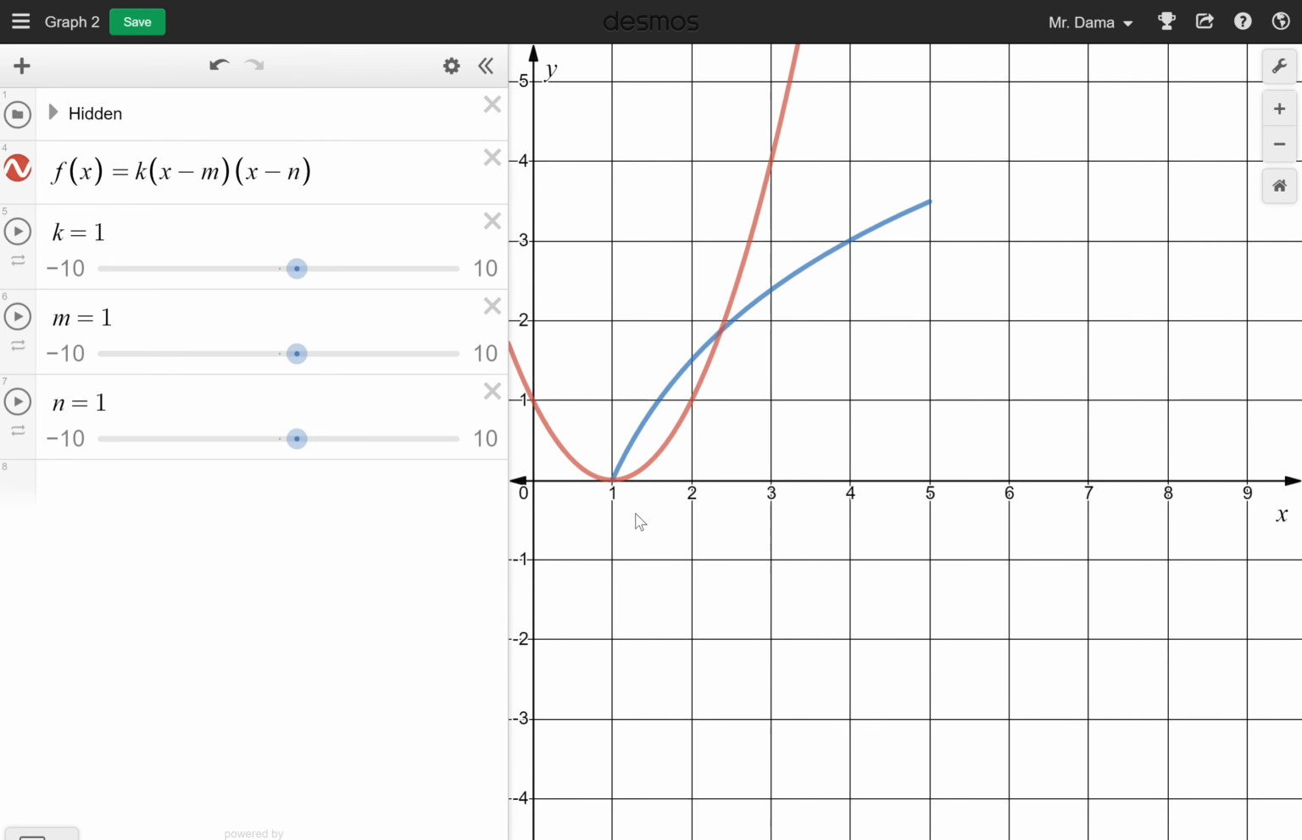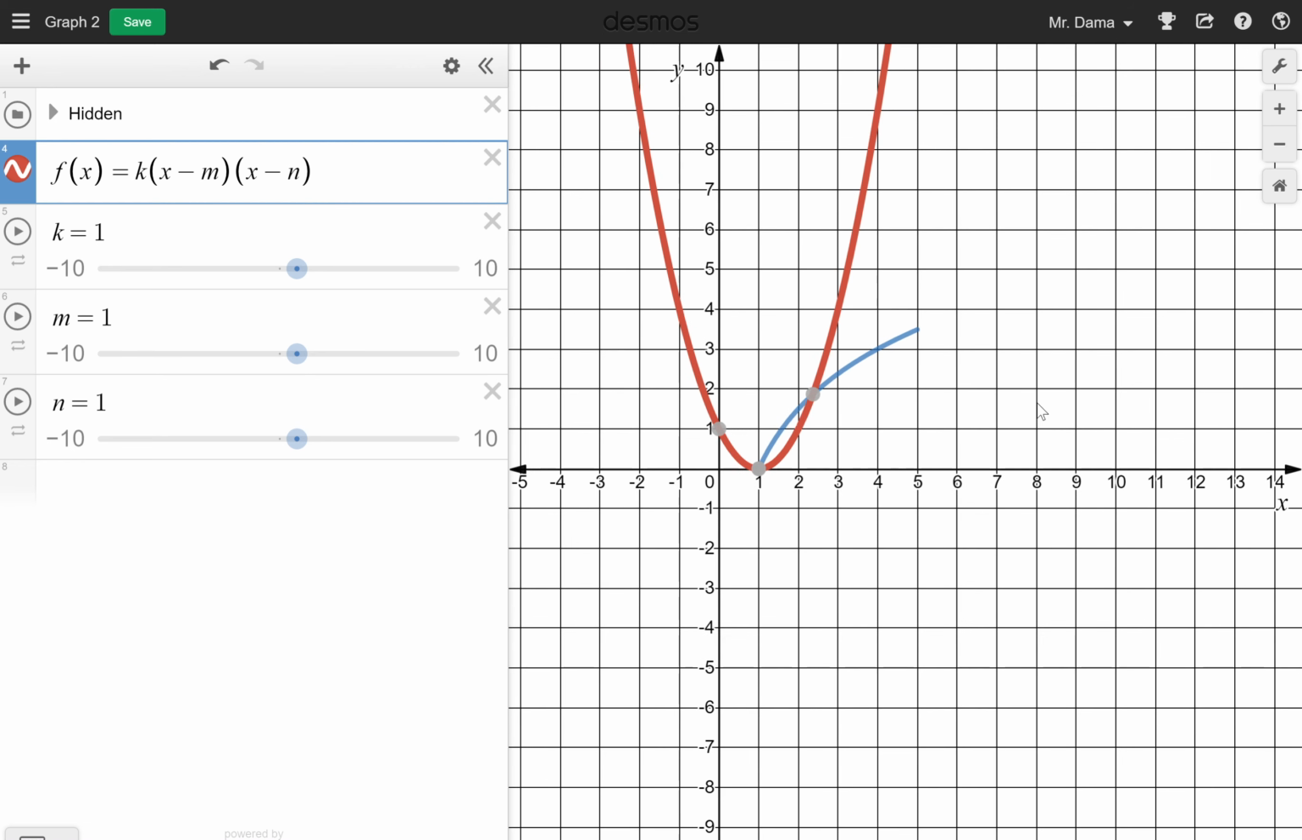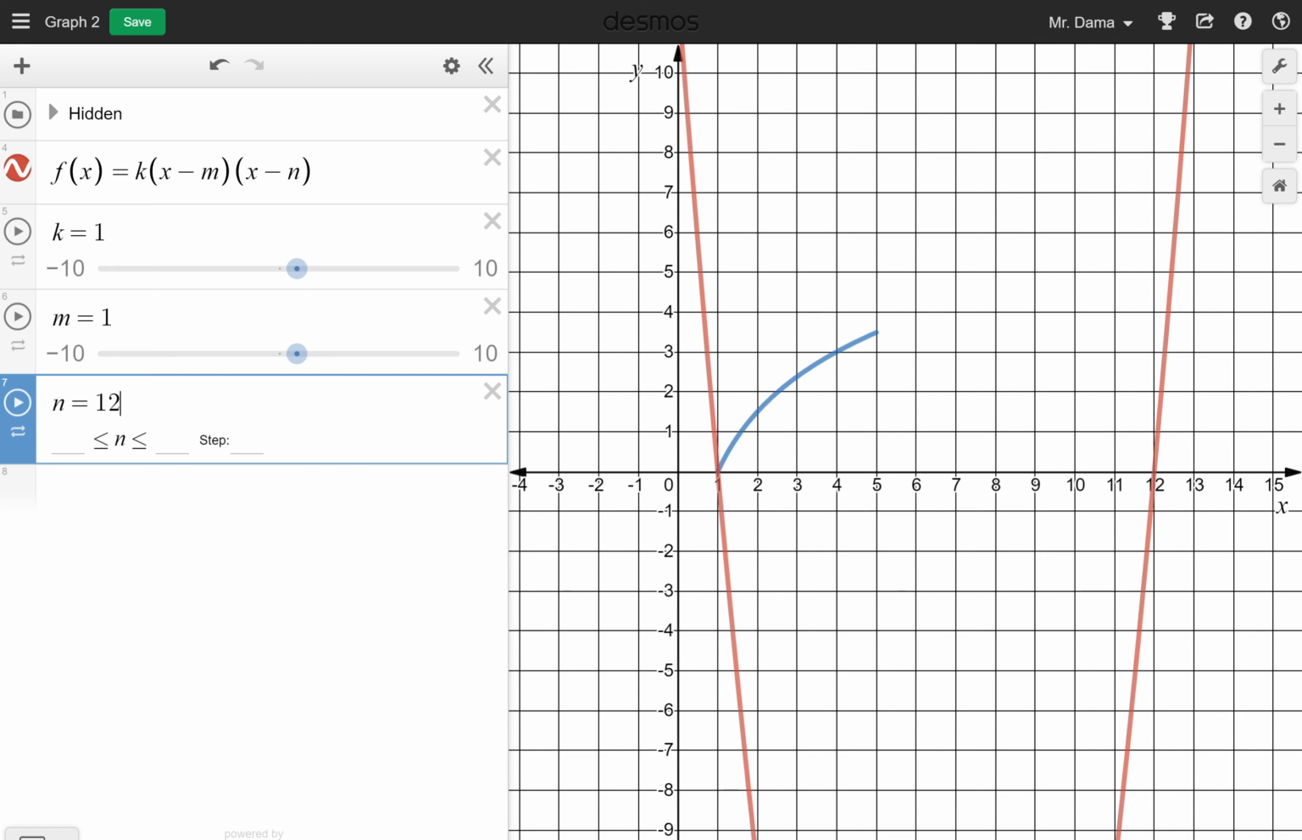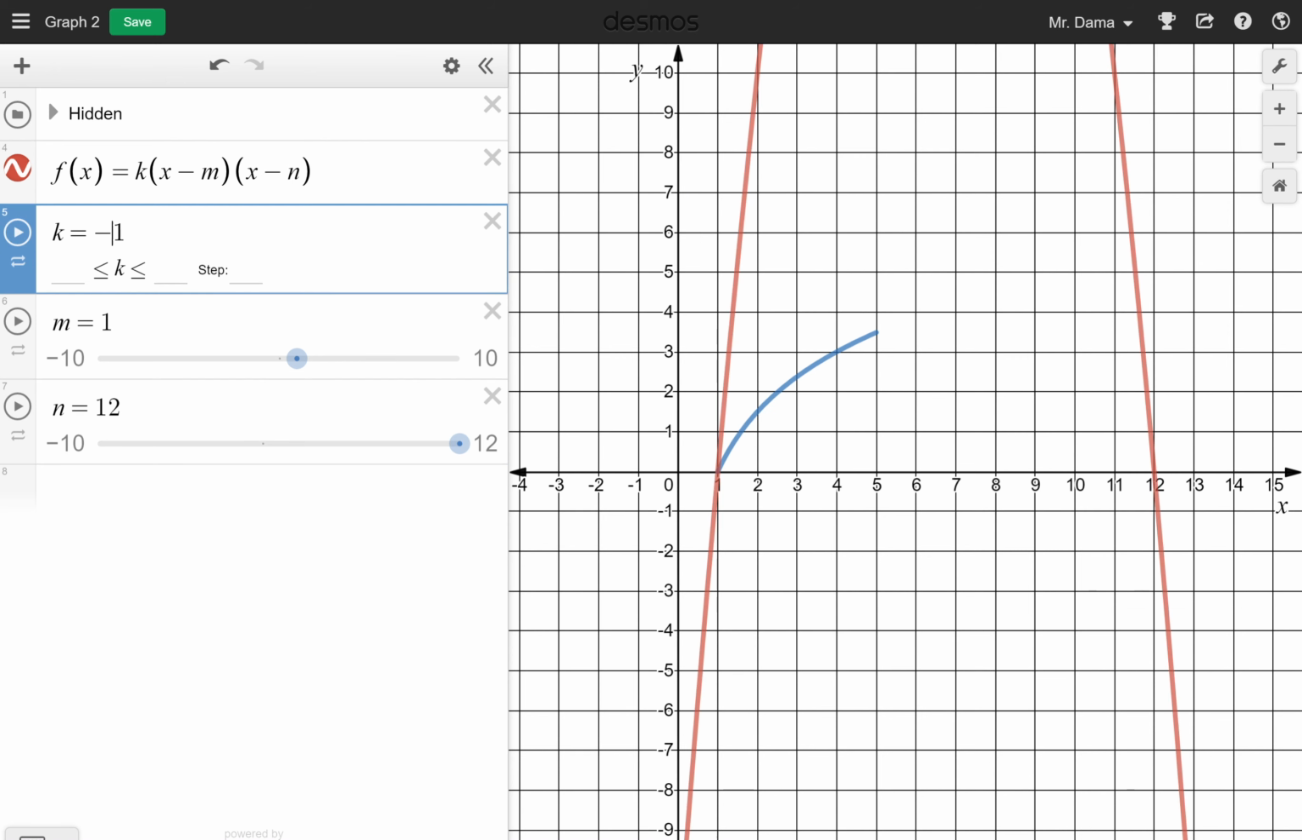Okay? And do you sort of see how it's got an x-intercept here, the blue line? So I want to have one of my x-intercepts here, and the other I want to have quite far away. So maybe I'll try 12. So one of my x-intercepts is 1 and the other is 12. Does that look like the blue line? No. What I'm going to do is I'm going to make k negative. Does that look like the blue line? Once again, no. Because it's way too big.